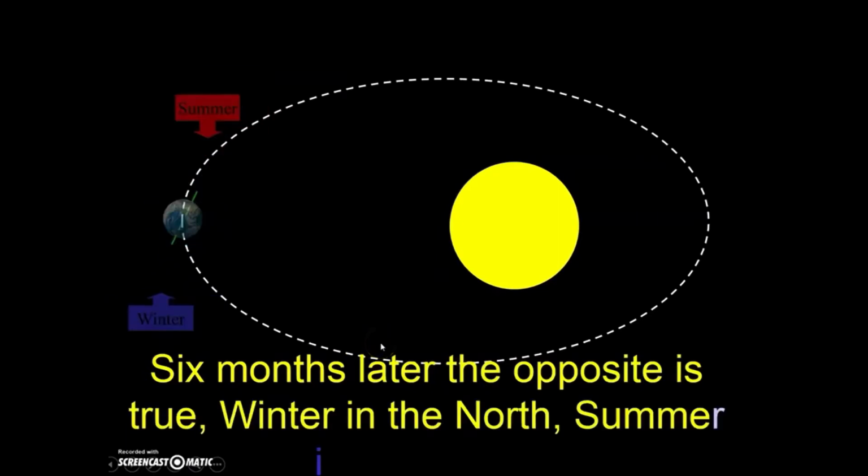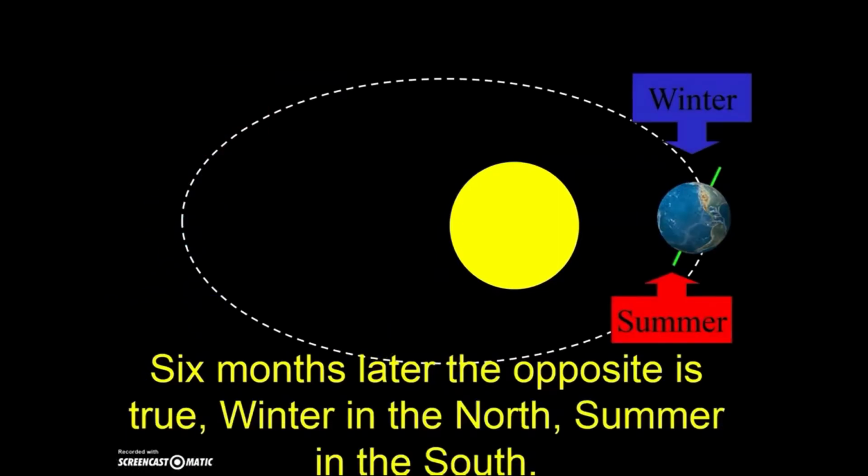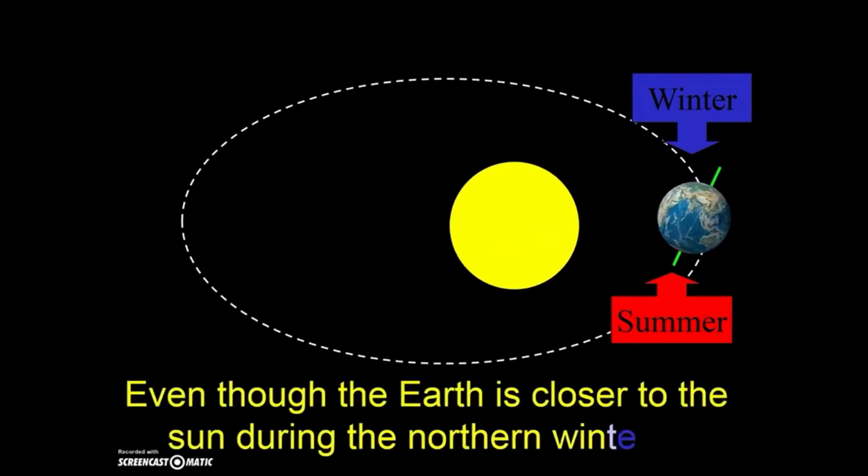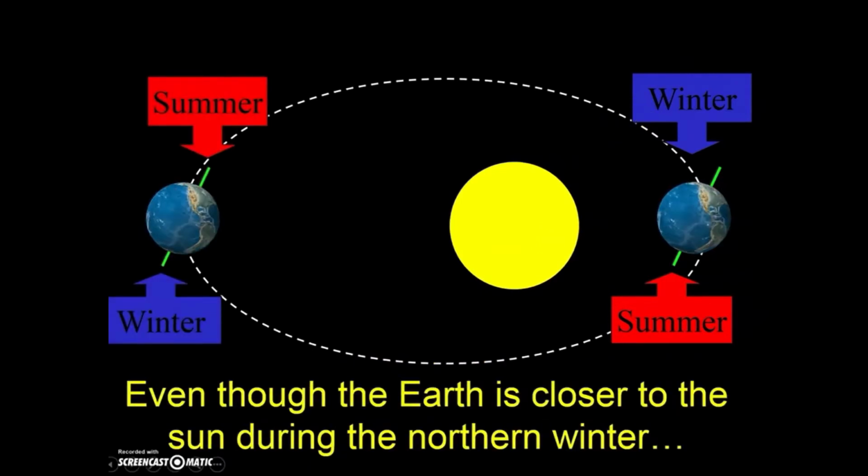Six months later, now the opposite is true. We have switched positions in the solar system. We are now on the other side of the sun, and now it is summer in the southern hemisphere and winter in the northern hemisphere. Even though the Earth is closest to the sun during the winter, because we are pointed away, the sun stops right here. There is no light reaching the North Pole.